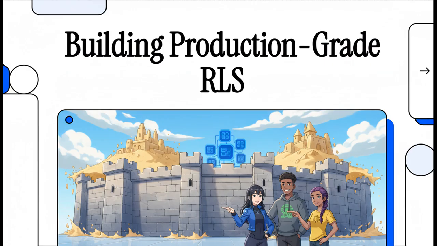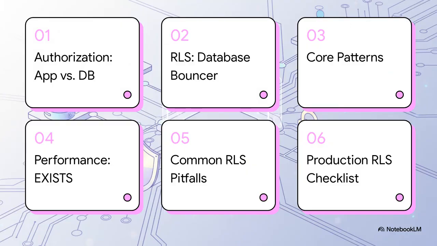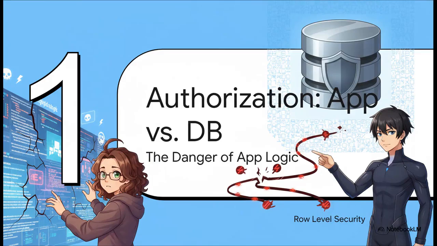So today, we're going to talk about how to build a rock-solid foundation by putting security right where it belongs, inside the database itself. We're going to kick things off by comparing app-level versus database-level security. Then we'll demystify row-level security. After that, we'll get into the core patterns, how to avoid major performance problems, and some common mistakes to watch out for. And we'll wrap it all up with a checklist you can use for production. Let's dive in.